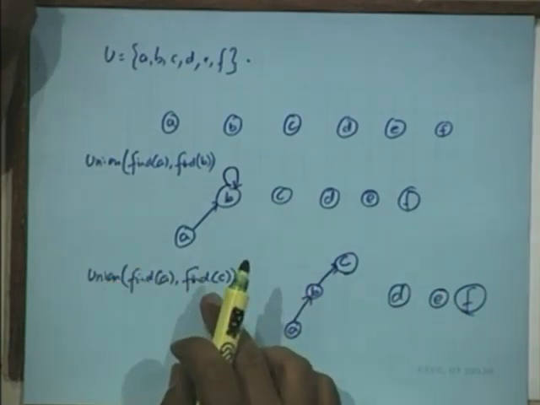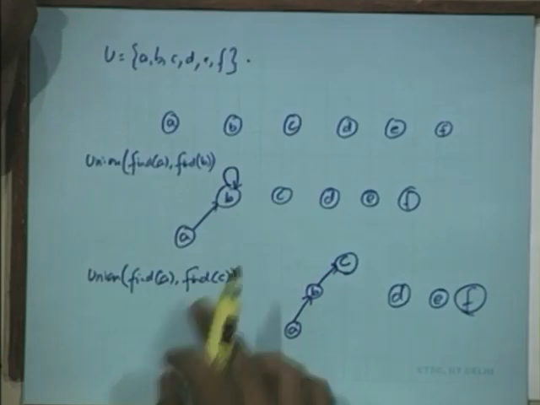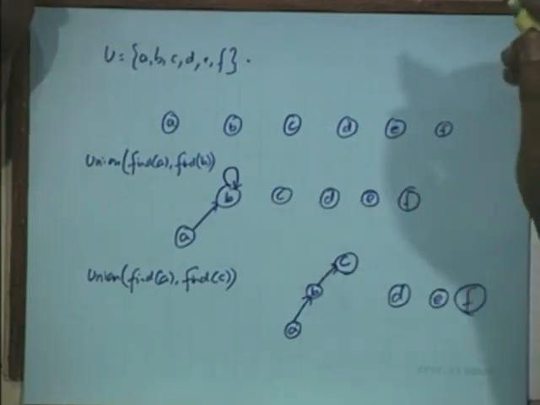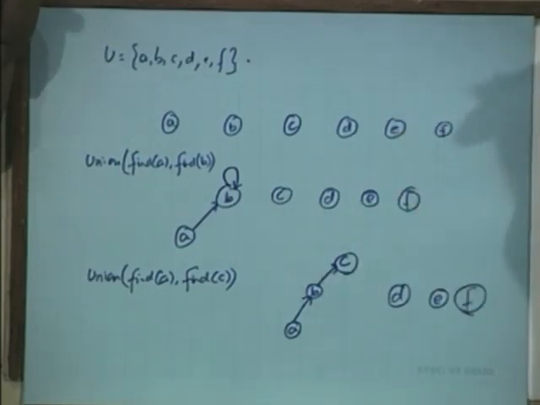So what if C wasn't alone? What do you mean C wasn't alone? Okay, I understand what you mean. We will come to when C is not alone. So all we are doing is taking the roots and merging them.